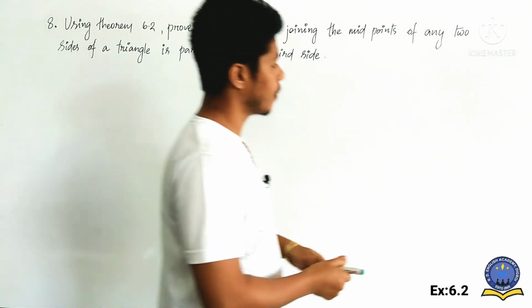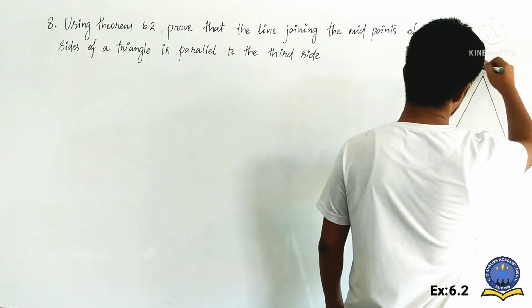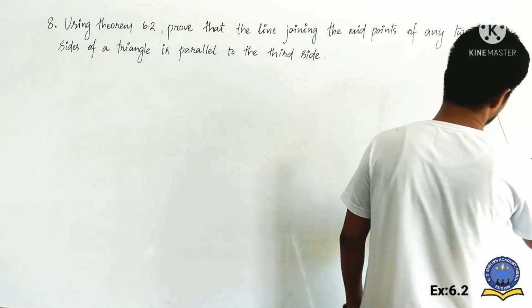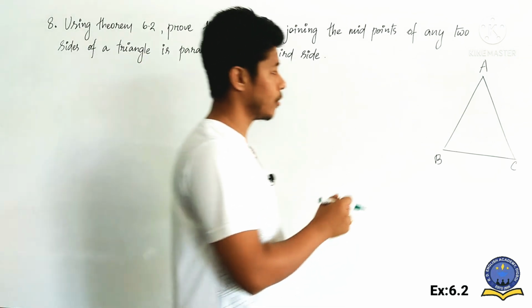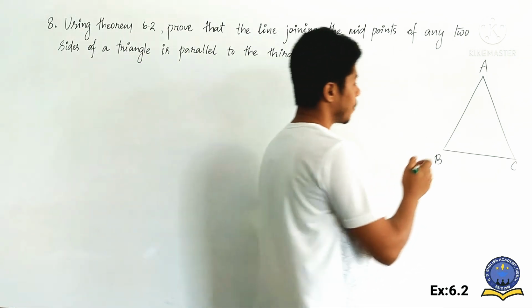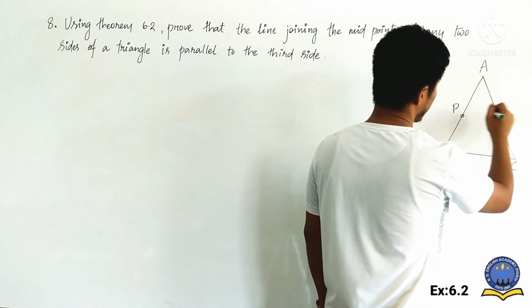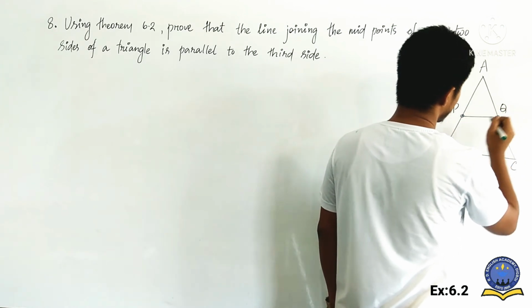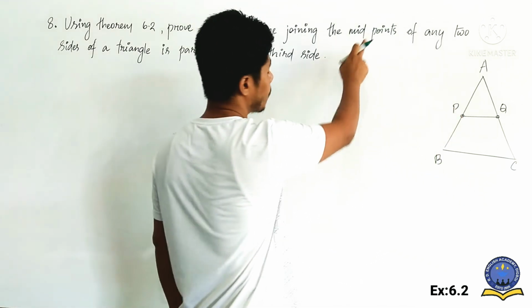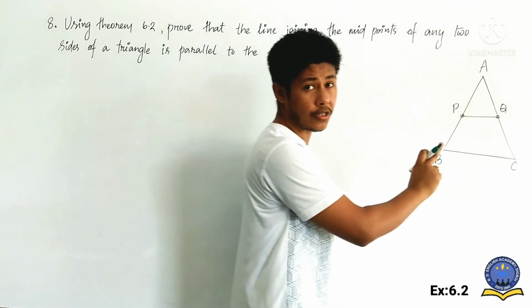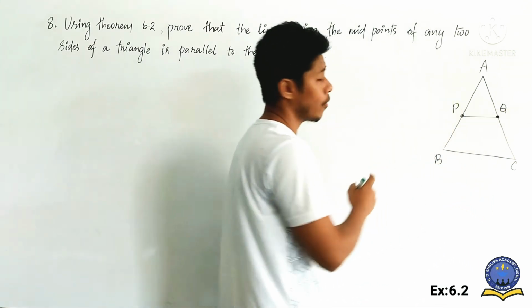If you see the diagram, first of all, we consider a triangle with vertices A, B, and C. In this triangle, we first consider any two sides, suppose this side and this side. Is it clear? These two points we denote by P and Q. If we join them, then PQ is the line segment. The most important part is that P and Q both are midpoints, according to our question.